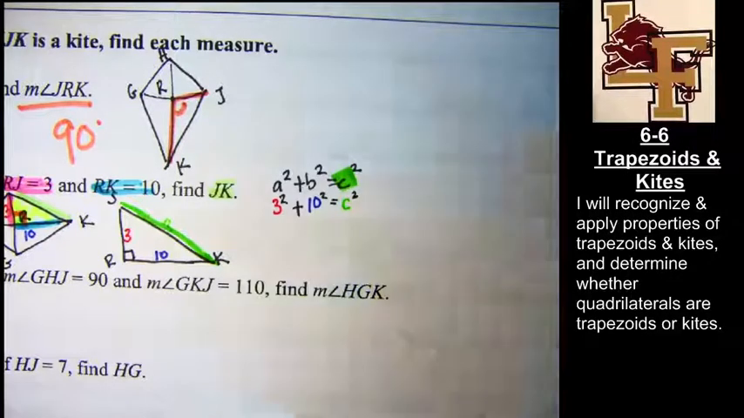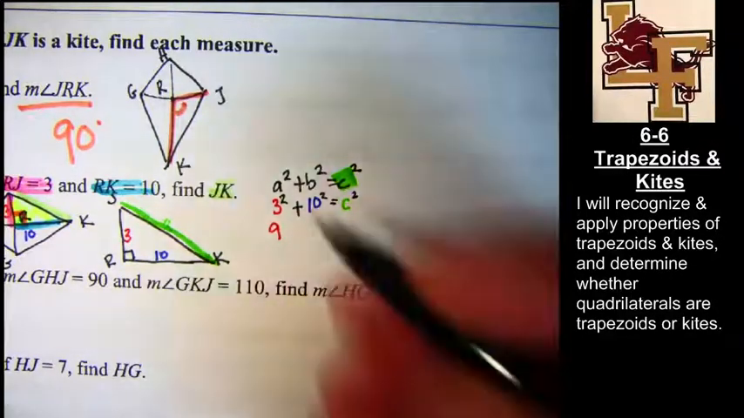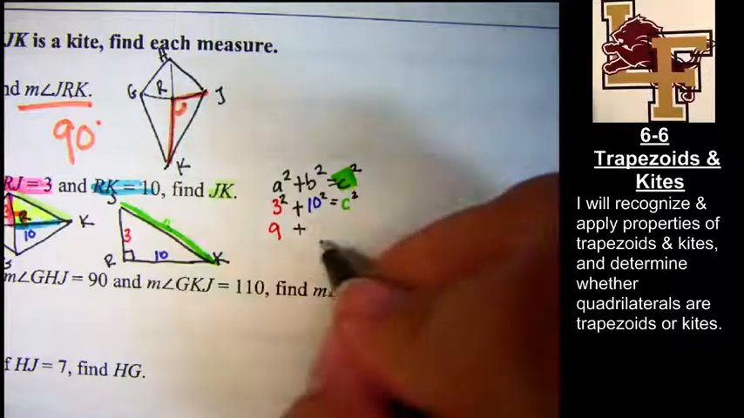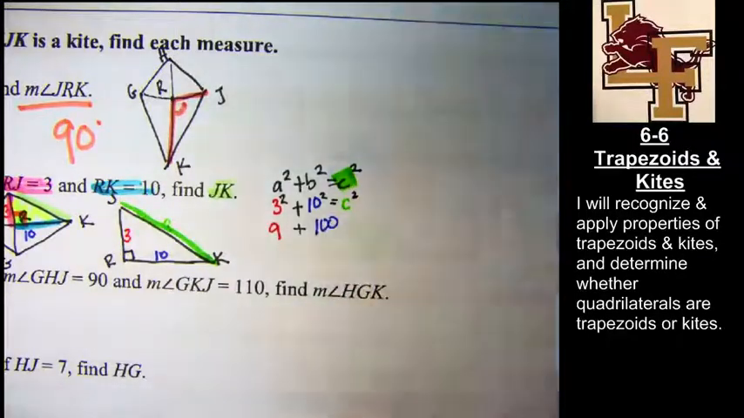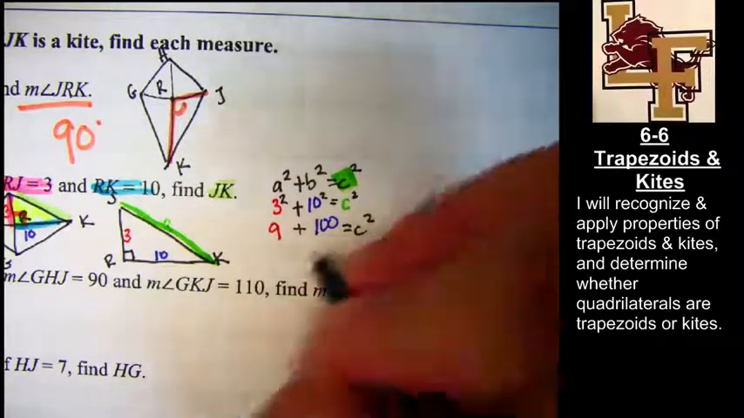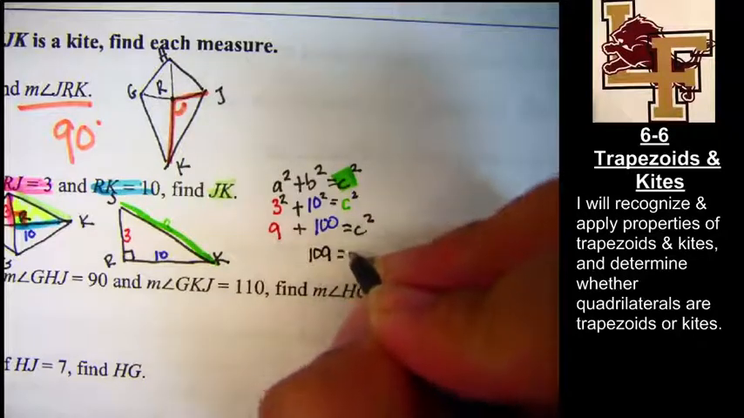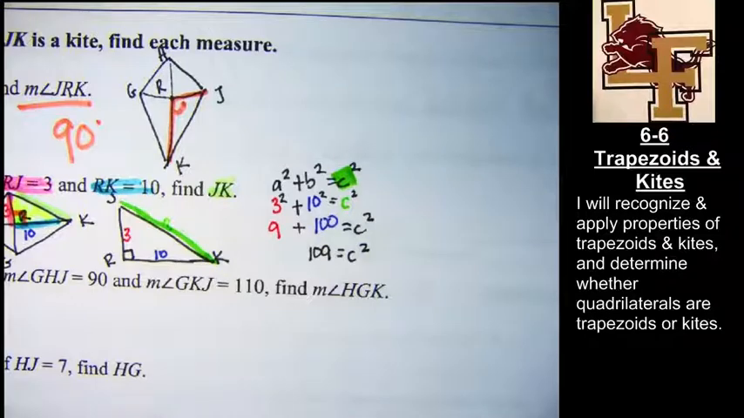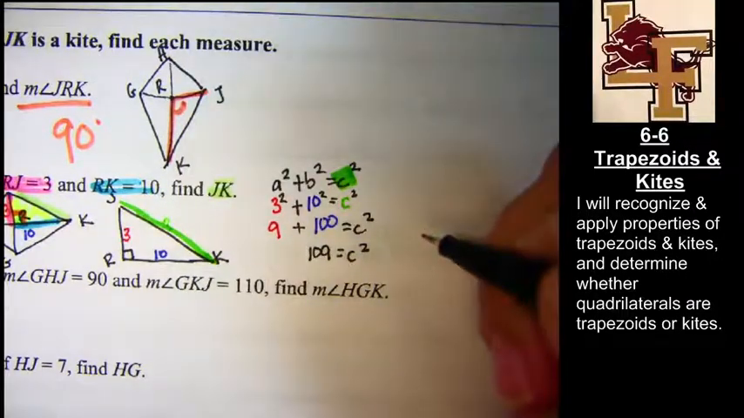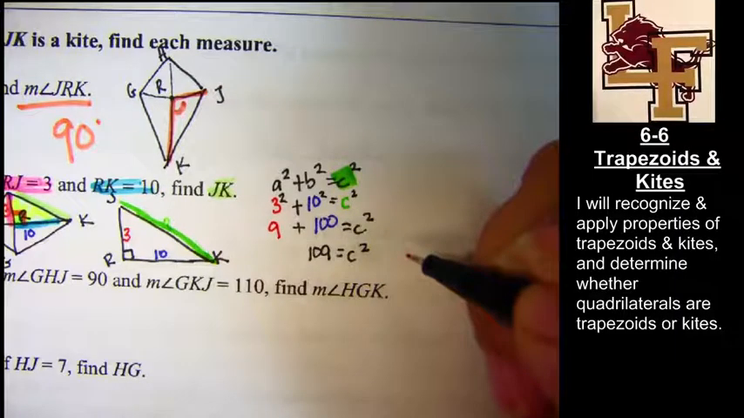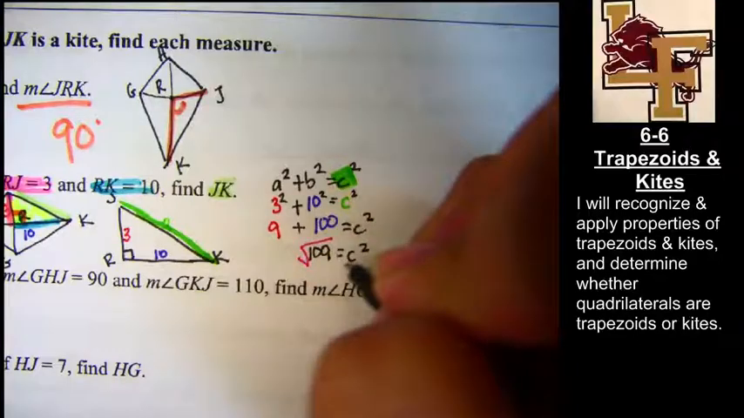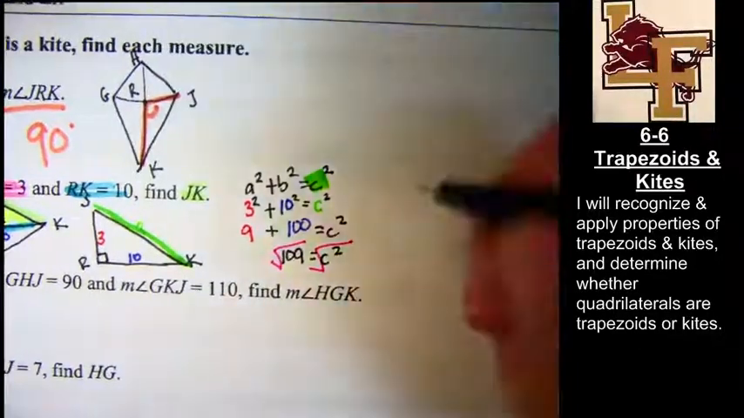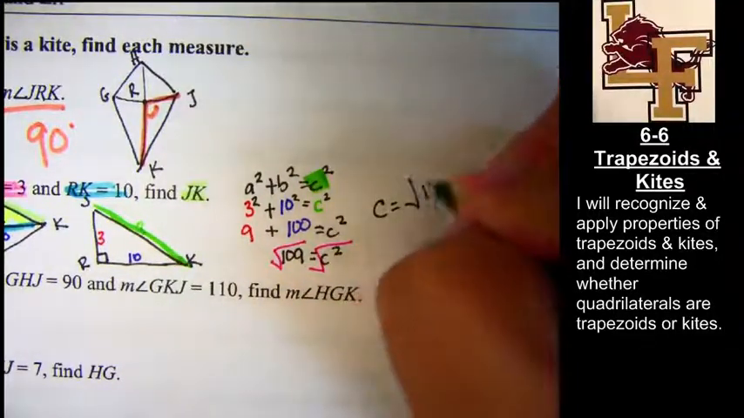All right. So that's 9 plus 100 equals c squared. 9 plus 100 is 109. In order to get rid of the square power, I need to put the... It's a square something. The square root. Yeah, square root. You're going to take the square root of both sides. And so that tells me that c is equal to the square root of 109.